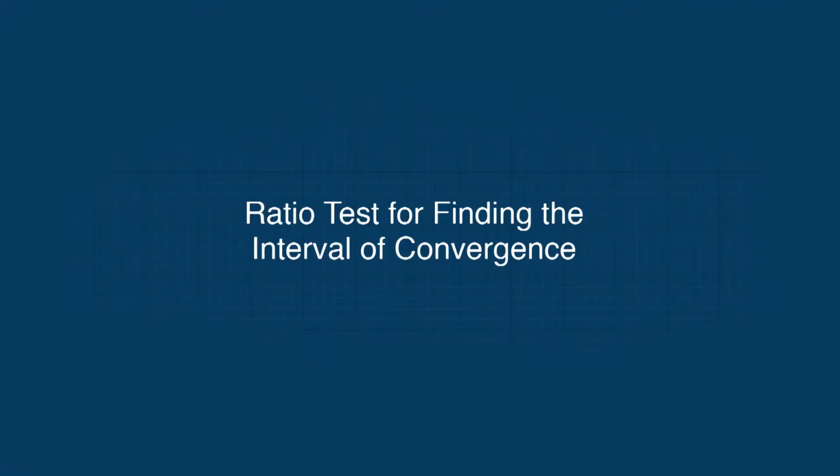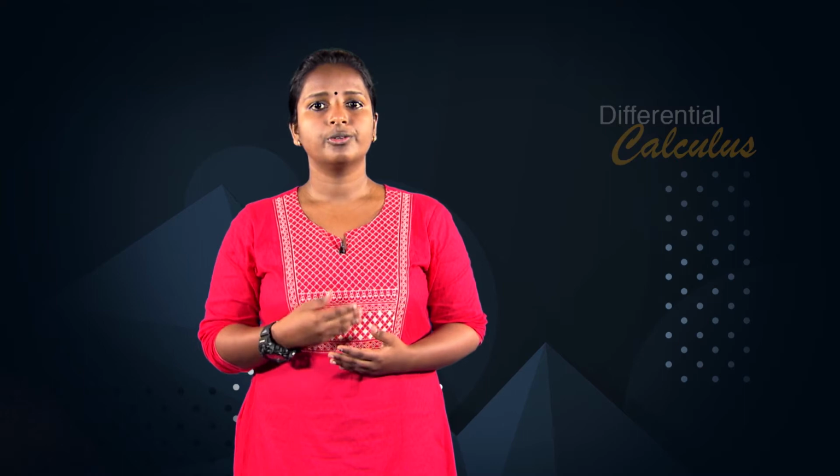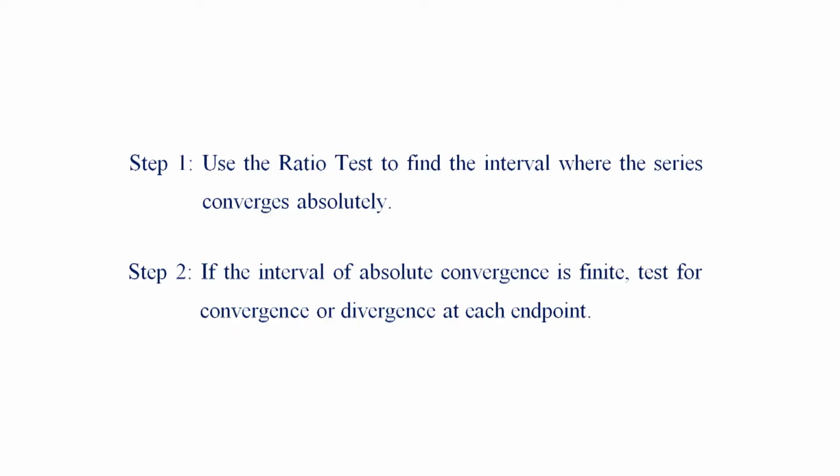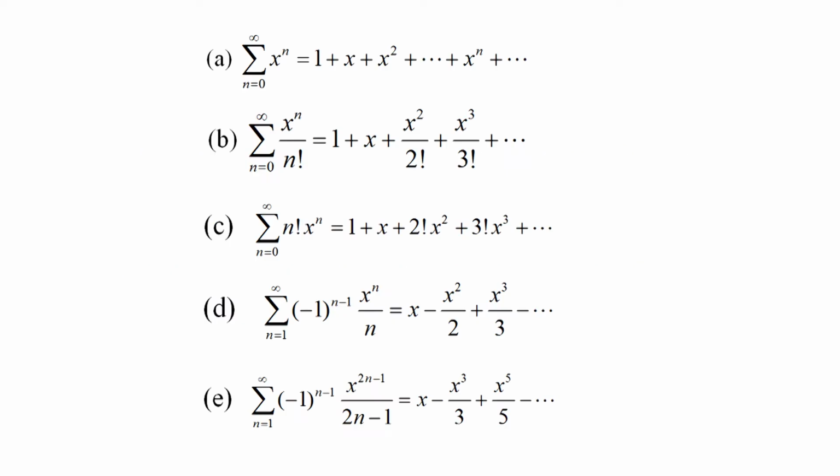Ratio test for finding the interval of convergence. For finding the interval of convergence of a power series, we apply the ratio test for absolute convergence of series. This process involves two steps. Step 1, use the ratio test to find the interval where the series converges absolutely. Step 2, if the interval of absolute convergence is finite, test for convergence or divergence at each endpoint. As an illustration of this test, we find the interval of convergence and radius of convergence of the following power series.